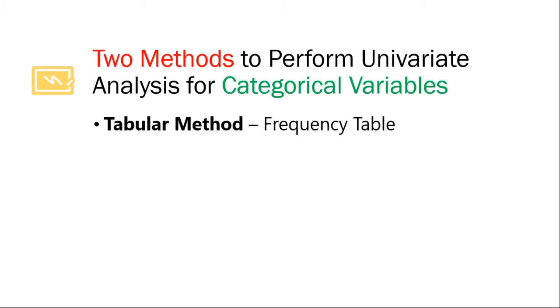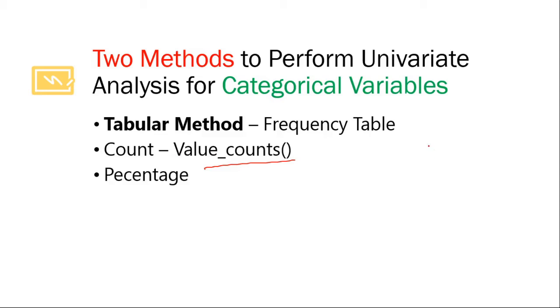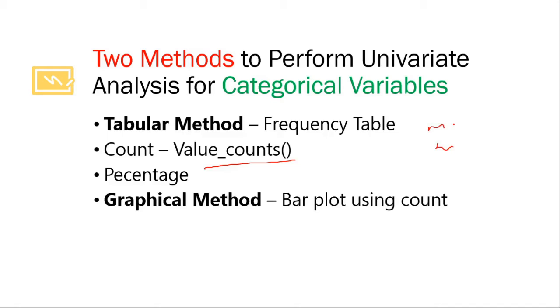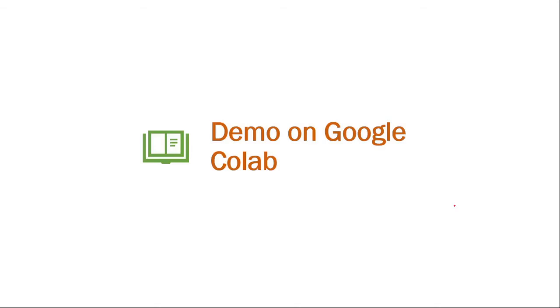First is the tabular method. We're going to find frequency using count. In our Titanic dataset, I would like to know the number of males and females. So I can use the value_counts function to analyze this, and I can calculate the percentage, like how many percent of males and females are there in the Titanic dataset. And we can use the graphical method to draw a bar plot using the count function. Let's flip to Google Colab for the demo.